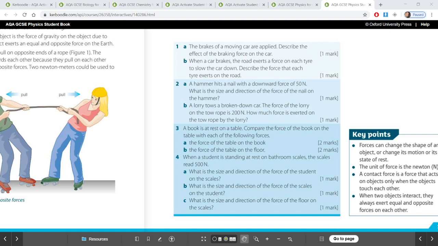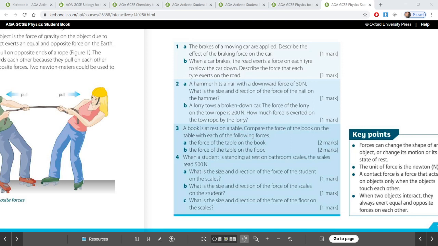A book is at rest on the table. Compare the force of the book on the table with each of the following forces. Force of the table on the book, that's going to be the same. So the force of the book on the table is downwards, and that is equal to the force of the table on the book, and that's upwards.